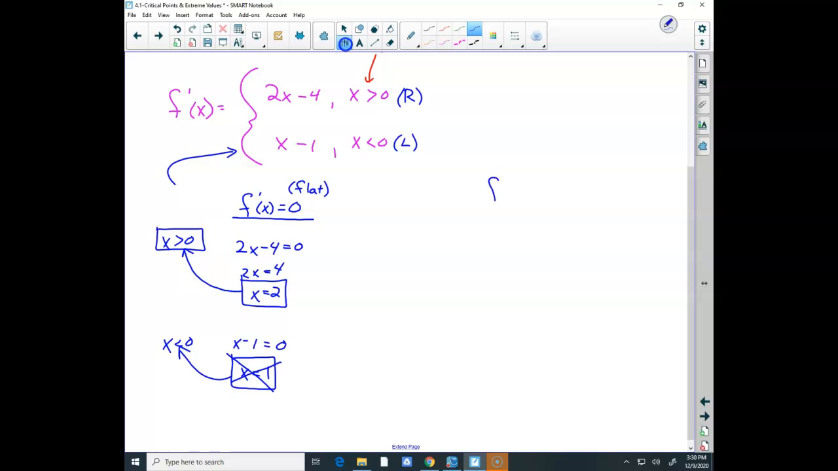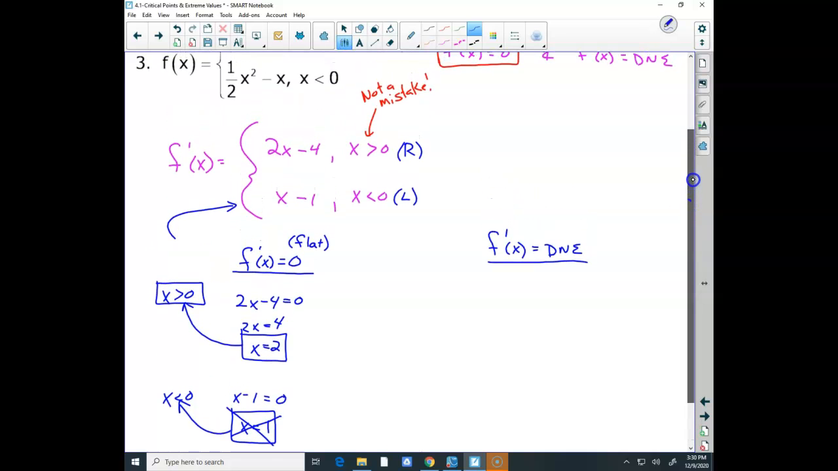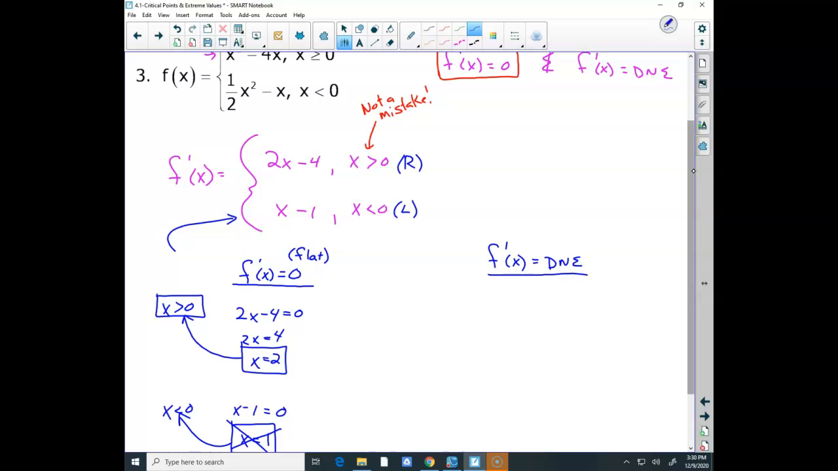Now I also need to know, when is f prime of x potentially non-existent? When does it not exist? Well, I have to remember we did all this numerical stuff, and if the derivative didn't exist, all kinds of stuff had to happen. Now, remember, the derivative doesn't exist if the function's not continuous.